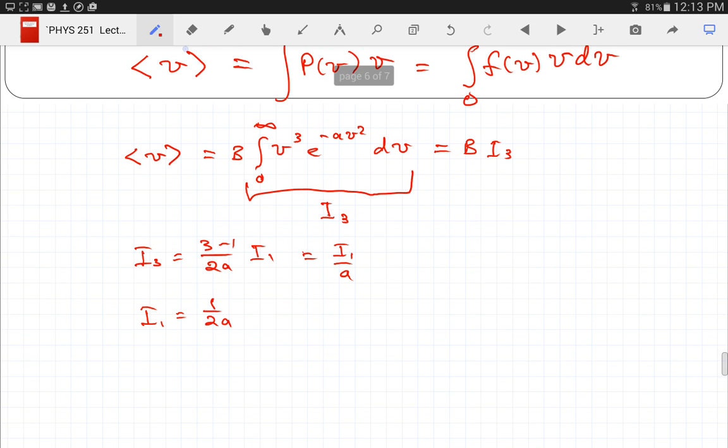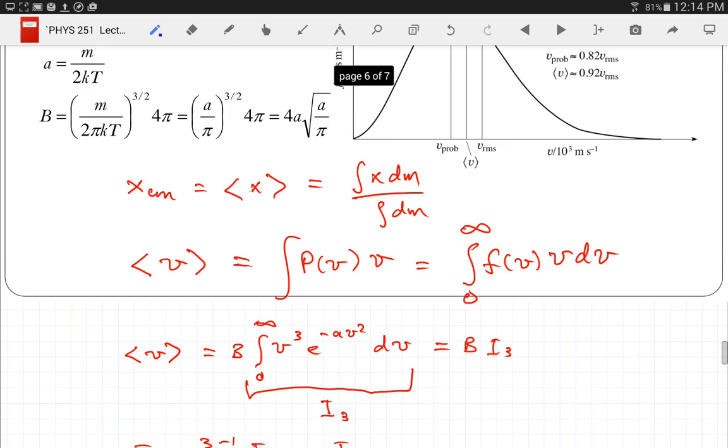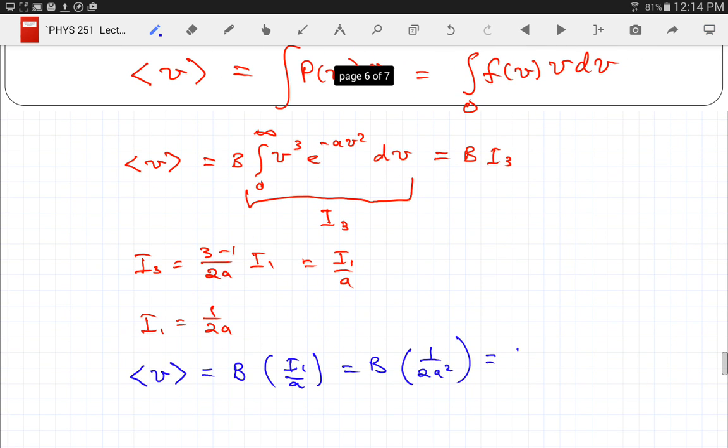So putting this all together, my average value for speed is going to be equal to B times I1 over A, which is B times 1 over 2A squared. Did I do all my math right there? So I have to now put in B. B was 4A square root of A over pi.